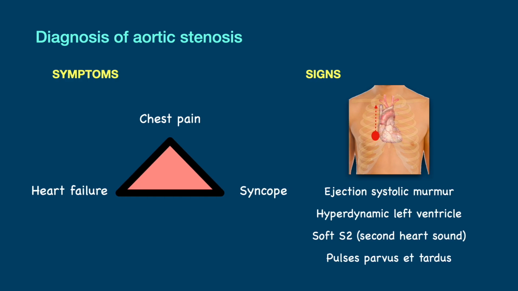The classic triad of symptoms in patients with aortic stenosis is as follows. Chest pain, where angina pectoris in patients with aortic stenosis is typically precipitated by exertion and relieved by rest. Heart failure, where symptoms include paroxysmal nocturnal dyspnea, orthopnea, dyspnea on exertion and shortness of breath. And finally, syncope, and this often occurs upon exertion when systemic vasodilation in the presence of a fixed forward stroke volume causes the arterial systolic blood pressure to decline.